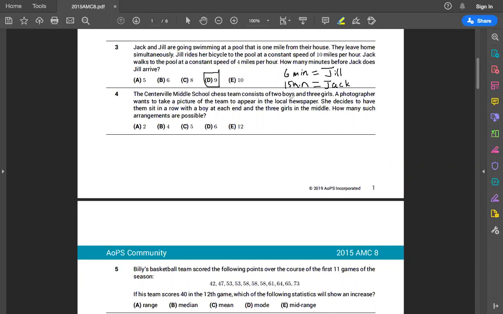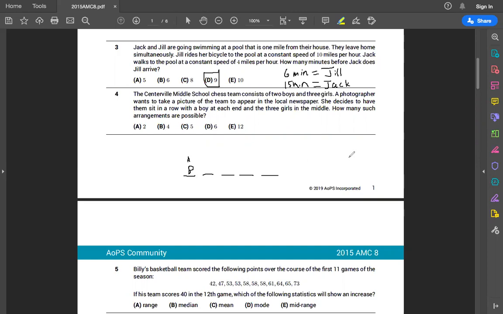Alright, on to problem 4. The Centerville Math School chess team has 2 boys and 3 girls. The photographer wants to take a picture of the team, and they want them to sit in a row with 1 boy at each end and the 3 girls in the middle. We want to know how many arrangements there are. We have 2 boys that need to go on the ends. So we have 2 possibilities for how to arrange them. We could either have the first boy, we'll call him A, on the left side, or we could have B on the left side.